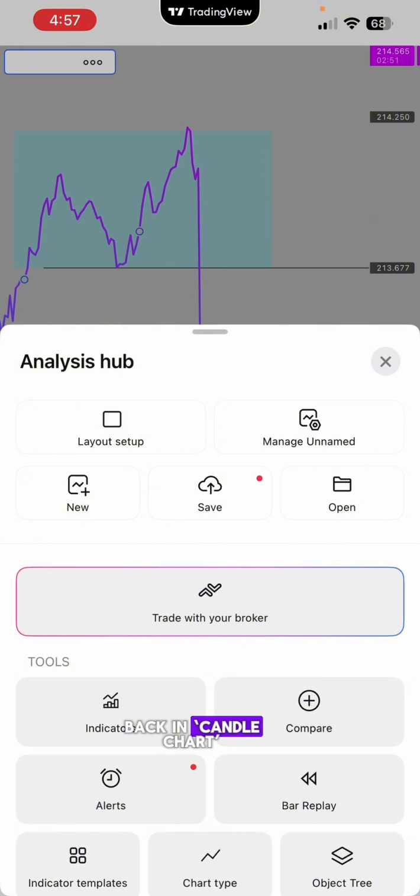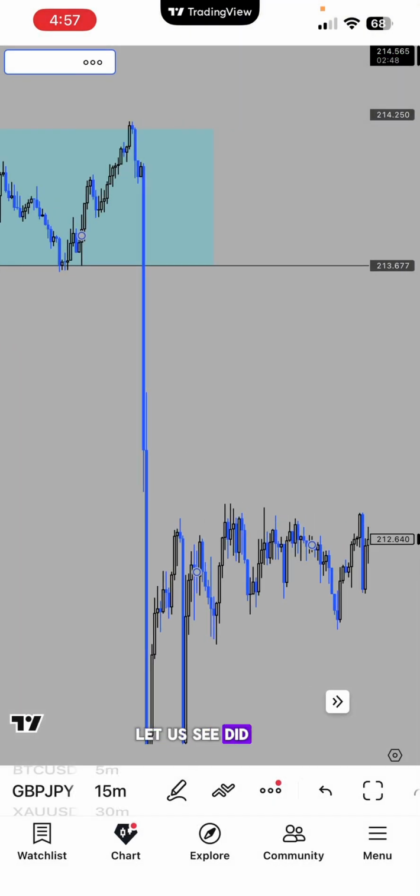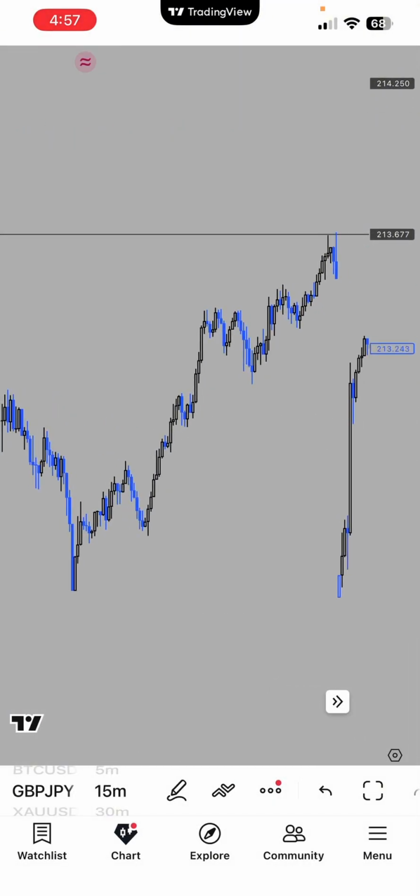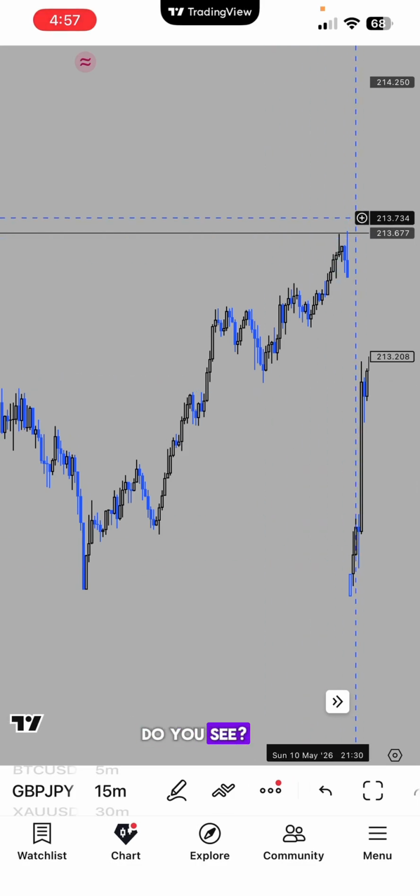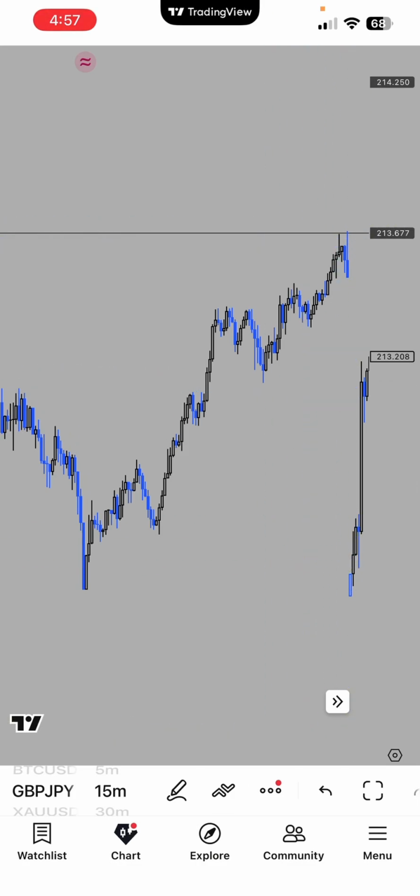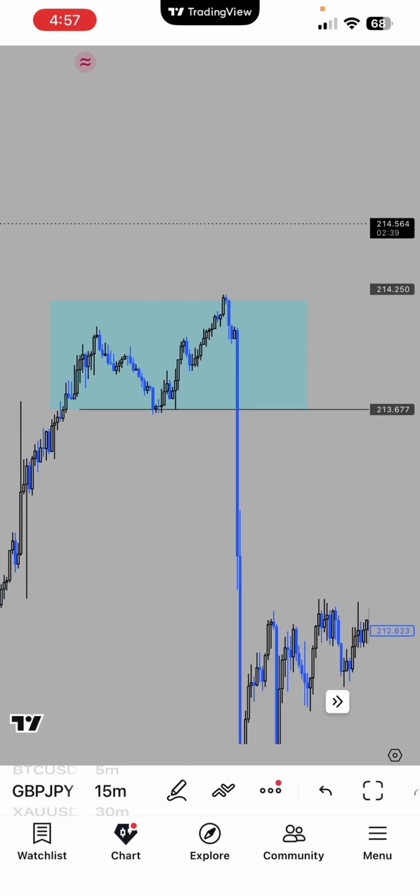Let me put it back in line chart. Let us see, did it work? Oh, wow, guys. Do you see? Did you see? That is it.